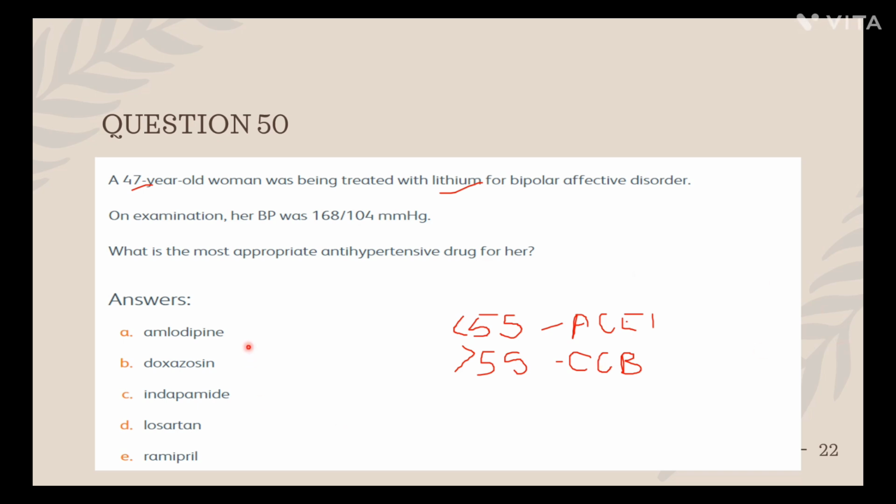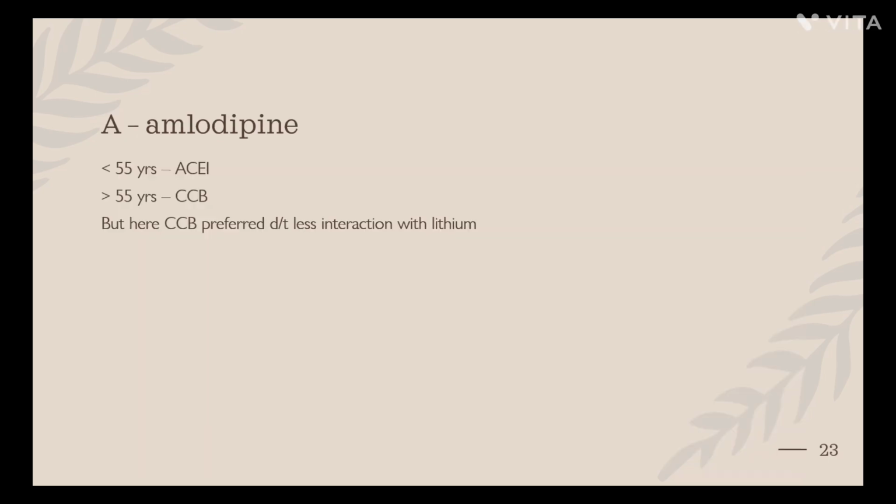So amlodipine is the choice here, despite being less than 55 years. Okay, so it is amlodipine. For less than 55 years, actually it is ACE inhibitor, and more than 55 years calcium channel blocker. But here calcium channel blocker is preferred because there is less interaction with lithium. Other drugs like your diuretics and ACE inhibitors all will cause reduced excretion of lithium, and that can cause lithium toxicity.